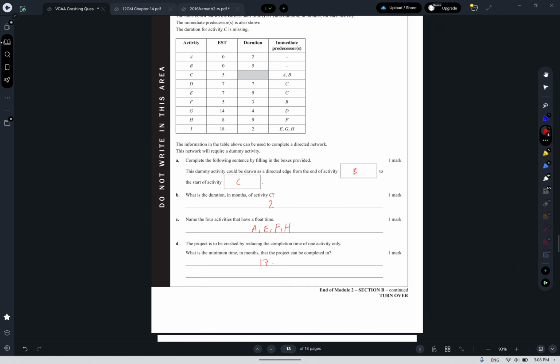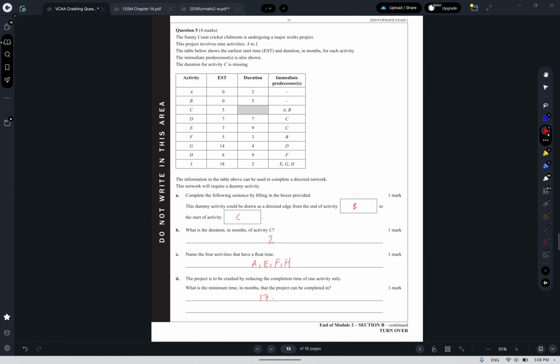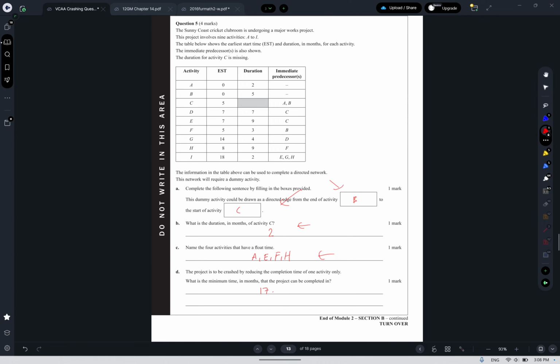And that's it. So yeah, definitely a tricky question to finish things off. 12% got that last one, 23% got this one, 49% got that one, and then 26% got that one there. So overall, a pretty hard question.